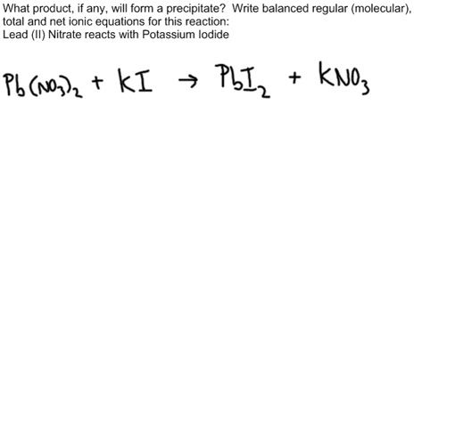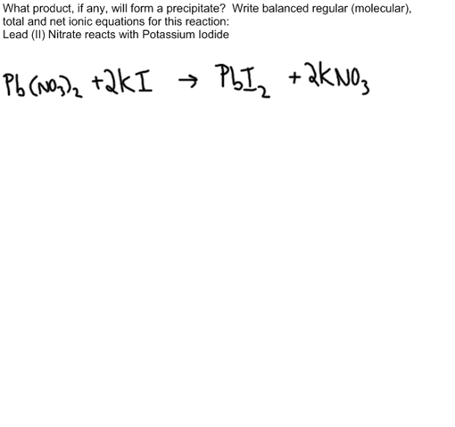So now the lead's with the iodine as opposed to with the nitrate. To balance this, we would put a 2 here and a 2 there, and now we have a balanced regular or molecular equation. So that's step 1 done. Now we need to do the total and net ionic equations. In order to do that, you need to identify the precipitate.